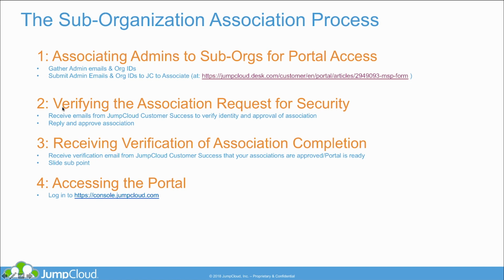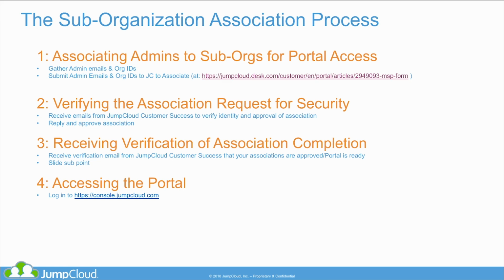Once that submit button has been sent to JumpCloud, our customer success team receives that email from you, from this automated system. And from this moment, what our team does is begin to send emails to those sub-organizations. For example, to that admin at JumpCloud.com email address.